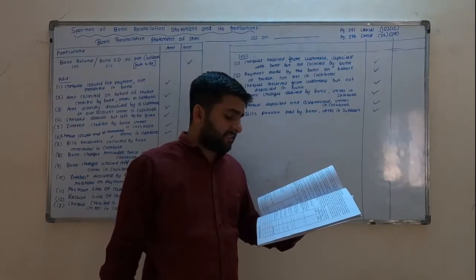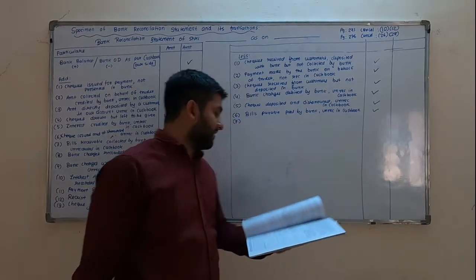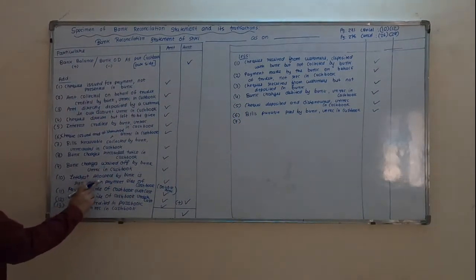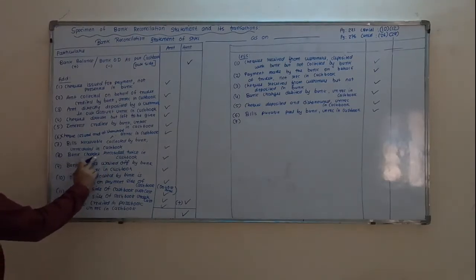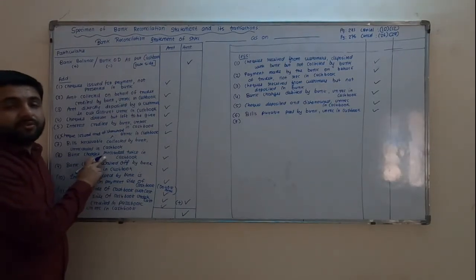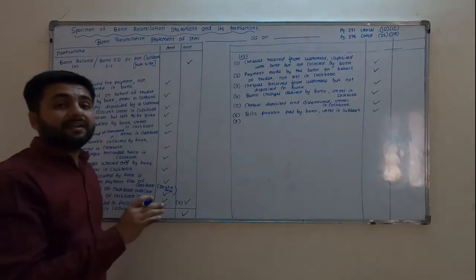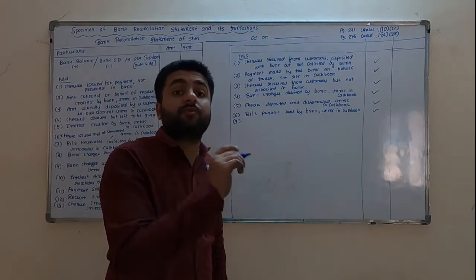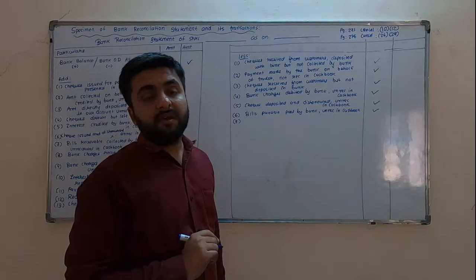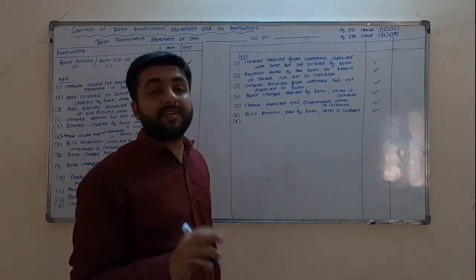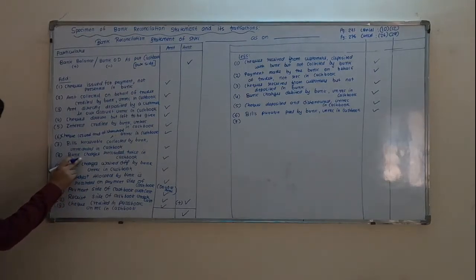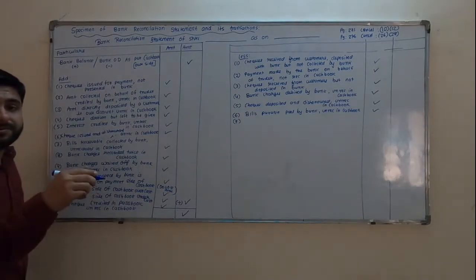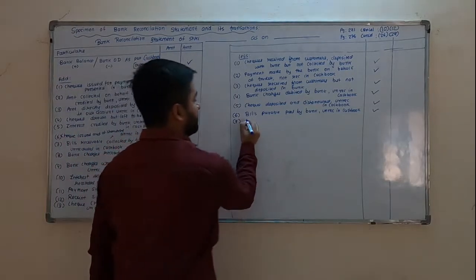Next, interest allowed by bank is recorded twice in cash book. Here bank charges are recorded twice, so one time we have to add. Here bank interest is recorded twice in cash book, so one time we have to subtract because bank interest is our income. We are adding two times, so one time we will subtract. Bank charges is our expense. We have to subtract, but we are subtracting two times, so one time we have to add.